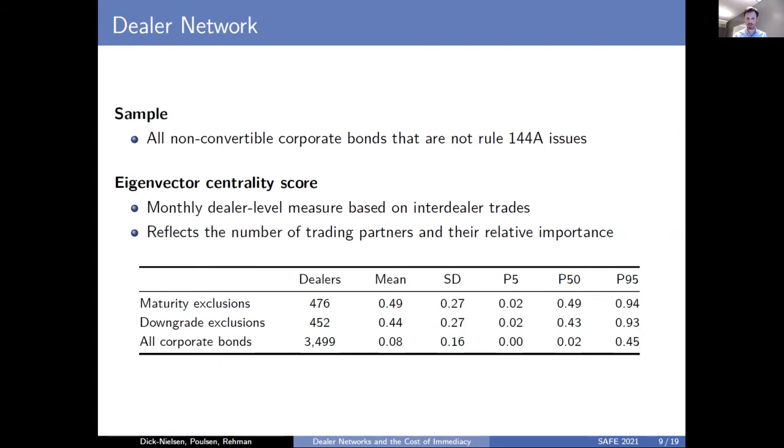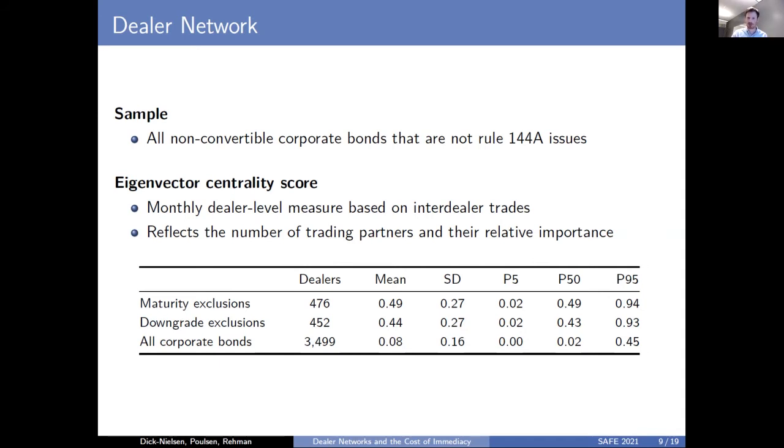And we find when we look at these dealers that offer immediacy to the index trackers at exclusion, that these dealers on average have a much higher centrality score than the average dealer in the bond market. What this means is that it's mostly the core dealers that provide immediacy to the selling index trackers.